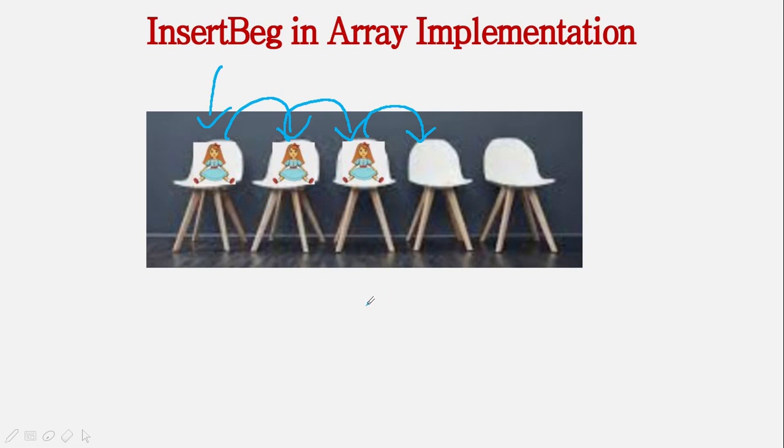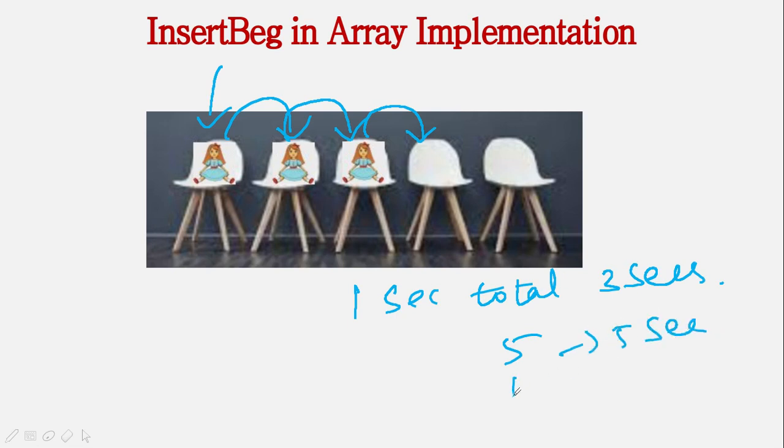So for the time taken, for example, if I say that 1 second will be taken for one person to move right, then if there are 3 people, 3 seconds will be taken in total, and if there are 5 people, 5 seconds will be taken. If there are 10 people already seated, I am talking about a bigger room, then it will take 10 seconds and so on. And you see that the time taken is based on the number of people already seated on the chairs. So we will discuss the time complexity.